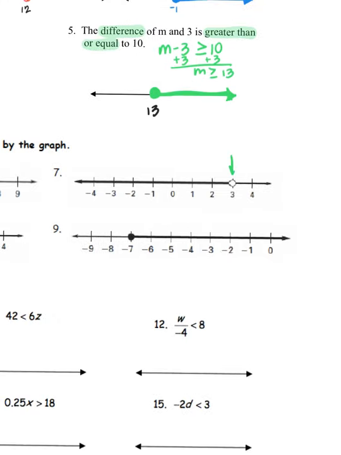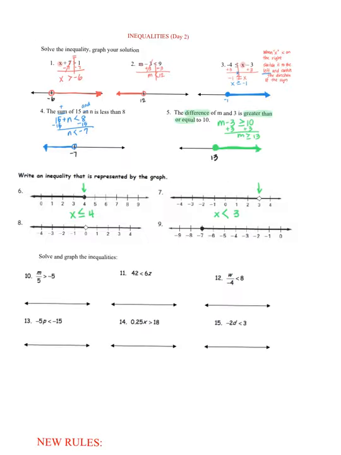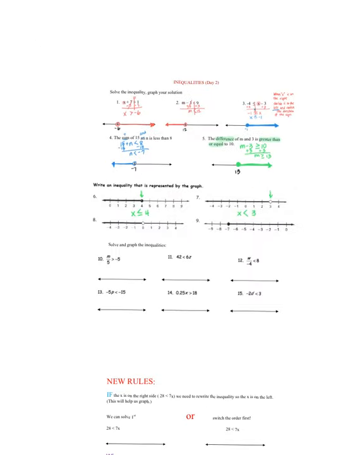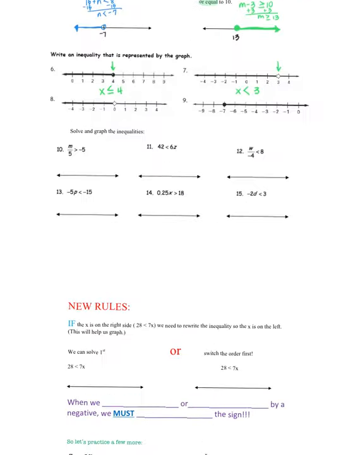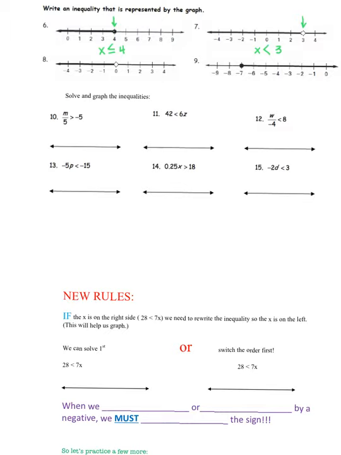Number 7, I look for my number 3. I'm going to put x on the left. It's an open circle, so it's not going to have equal to. And the arrow is going to the left again, so x is less than 3. Okay? I'm going to let you do 8 and 9, and then also go ahead and do 10 through 15. So come back and do those on your own.